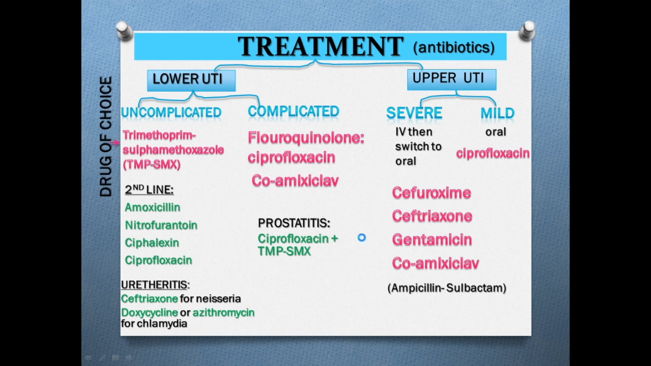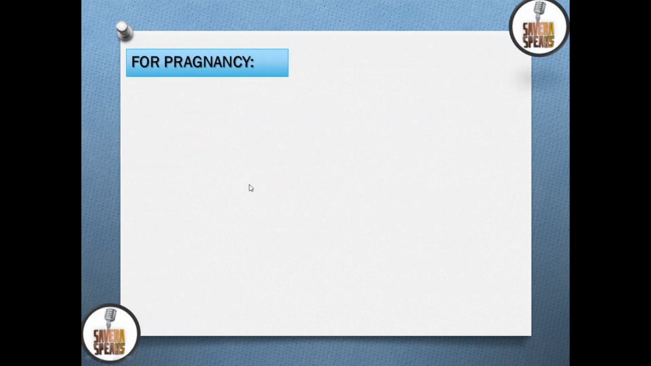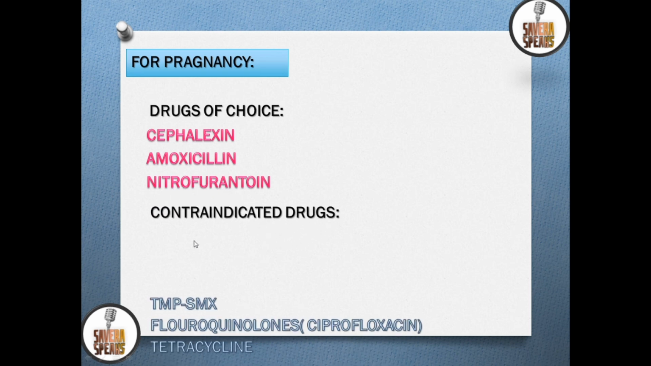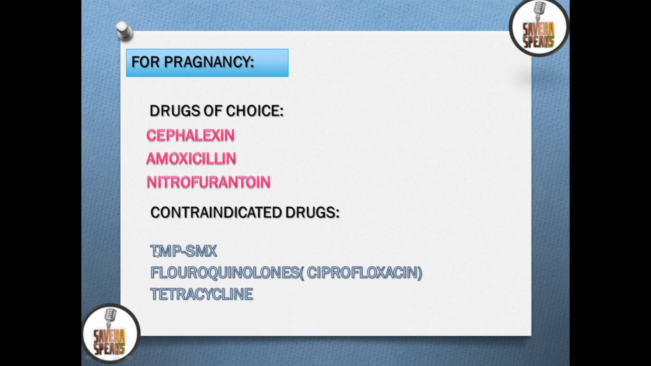But for pregnancy, we have exceptions, because in pregnancy the drugs of choice are cephalexin, amoxicillin, and nitrofurantoin, and there are contraindicated drugs. The contraindicated drugs are the combination of trimethoprim-sulfamethoxazole, fluoroquinolones, and tetracycline. Remember, these were the drugs of choice for uncomplicated and complicated upper or lower UTI. So they were the drugs of choice otherwise, but in pregnancy they are contraindicated.